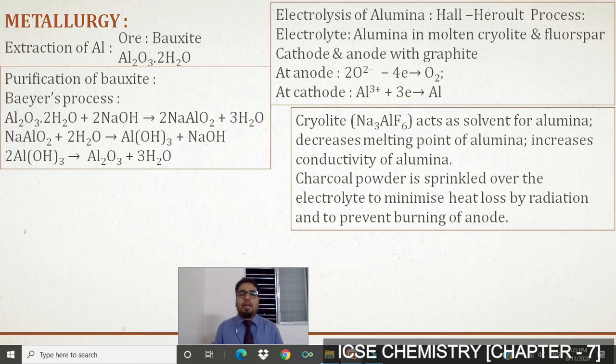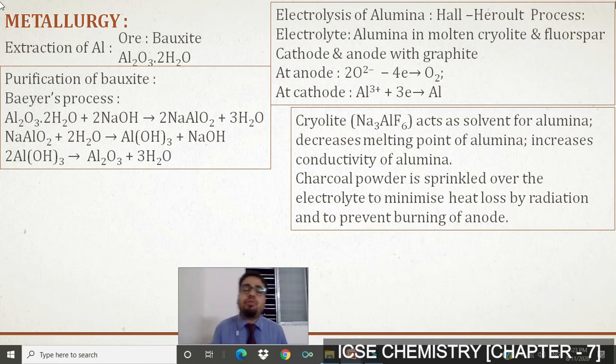So I hope you understood why cryolite and fluorspar are added to the electrolyte. Now let's learn more. See what happens over the electrolyte. Charcoal powder is sprinkled. Now why is this charcoal powder sprinkled? The cathode and anode used during this electrolysis are graphite. If charcoal powder is sprinkled, then heat loss can be prevented.